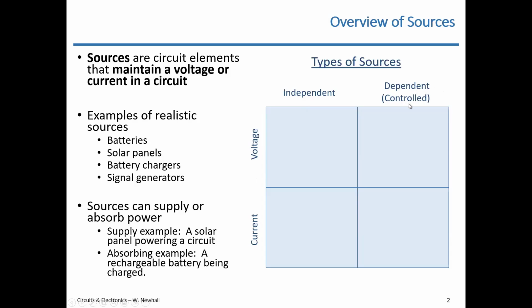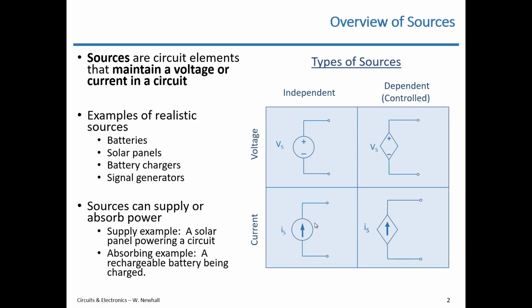Dependent sources are also called controlled sources. So these are going to be synonyms in this class. Each type of source has its own schematic symbol. A voltage source is a circle with polarity in it with a specified voltage. A current source is a circle with a reference direction in it with a specified current. So if you look at the circles, the difference is polarity or reference direction arrow.